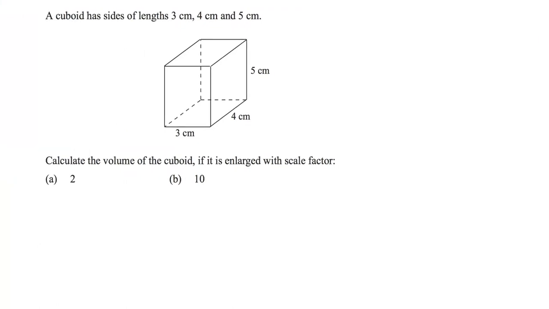So a cuboid has side lengths 3 centimeters, 4 centimeters, and 5 centimeters. Calculate the volume of the cuboid if it is enlarged with a scale factor of 2 and 10. So before we get started, let's work out the original volume of this cuboid. To do that, we're going to need to do 3 times 4 times 5. 3 times 4 is 12, times 5 is 60 centimeters cubed. Okay, so that's our starting point.